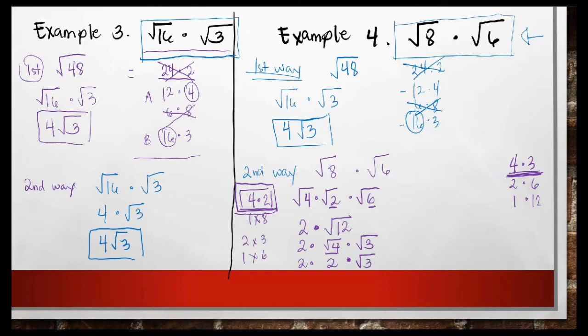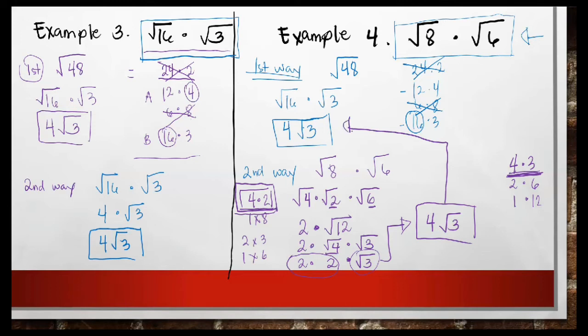Now, let's simplify. So, 2 times 2 is equal to 4. And since we don't have a factors or a simplified form of square root of 3, we will multiply it to our coefficient 4. Therefore, it becomes 4 square root of 3. Now, this is our final answer. If you can see, we have the same answer in the first way.